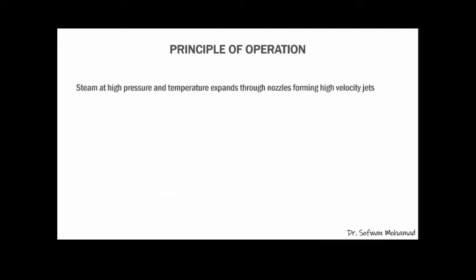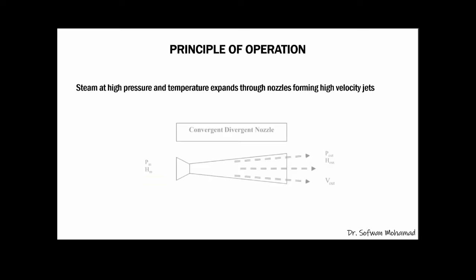So now we want to look into the principal operation of a steam turbine. Steam at high pressure and temperature expands through nozzles, forming a very high velocity jet. So in a steam turbine, we use a convergent divergent nozzle to direct steam onto a turbine blade.